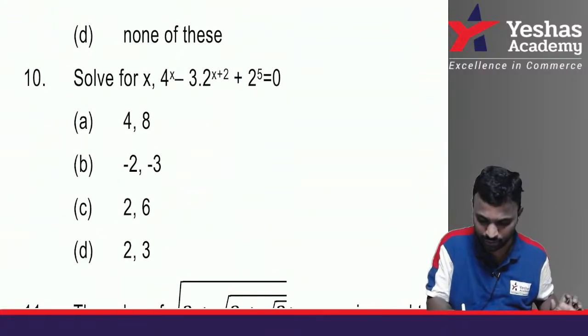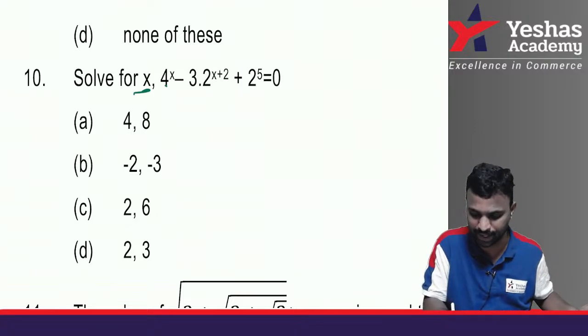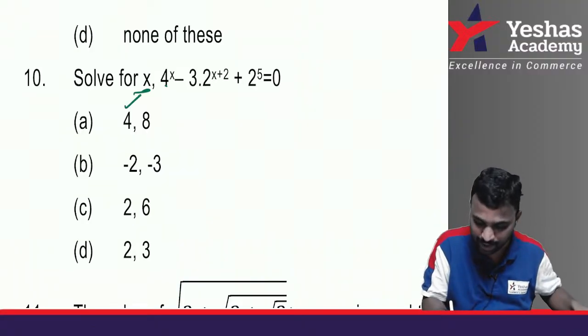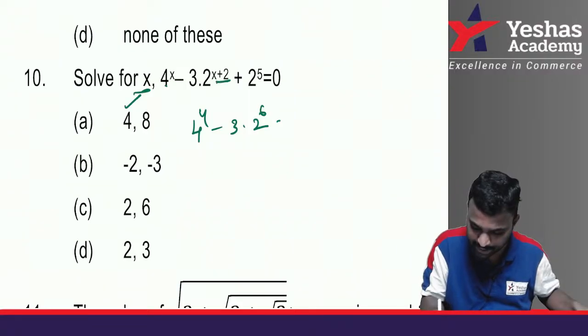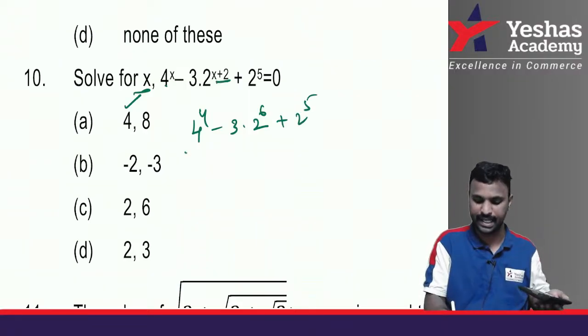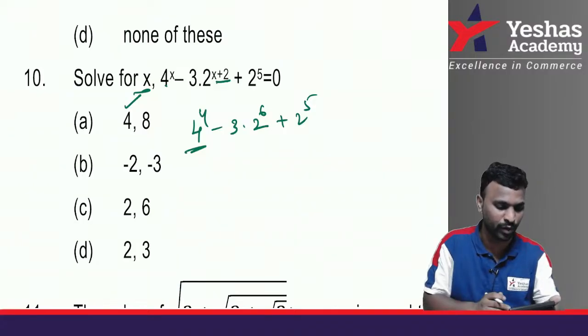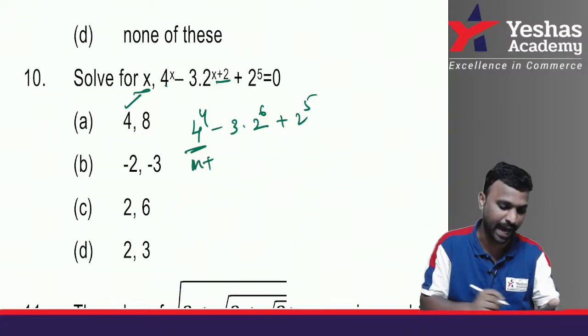Guys, solve for x. They have said 4 power x minus 3 into 2 power x plus 2 plus 2 power 5. If I substitute 4, first of all, what will happen? 4 power 4 minus 3 into 2 power 4 plus 2 is how much? 6 plus 2 power 5. How much is this? Type 4 in the calculator, press into, keep on pressing equal until the counter number is 5. Store it by pressing M plus.